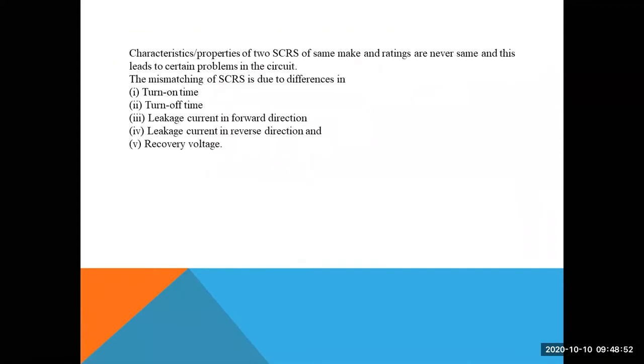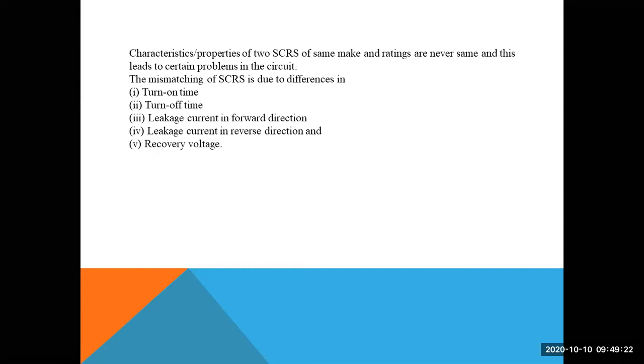If you see the PPT, you can observe that the characteristics or properties of two SCRs of the same make and rating, made by the same company with the same rating, are never the same. Static VI characteristics, the behavior of an SCR of the same rating and same making, where making is nothing but the same company, are never the same.